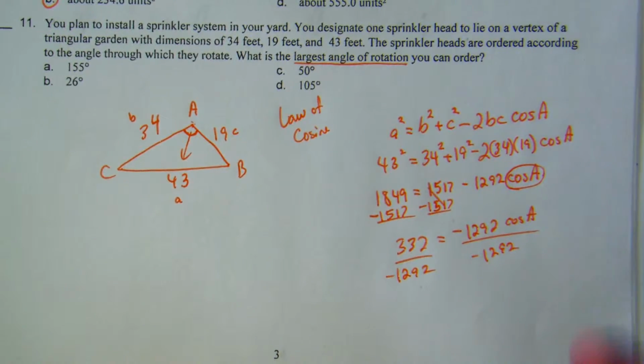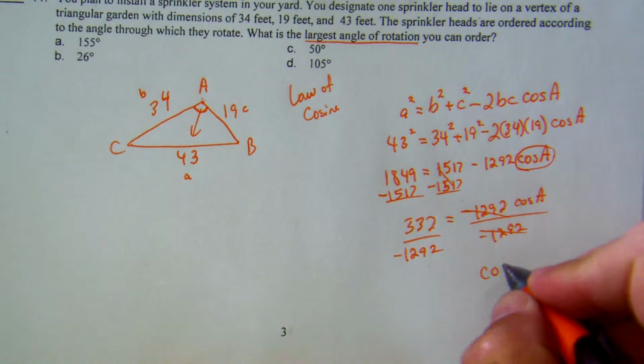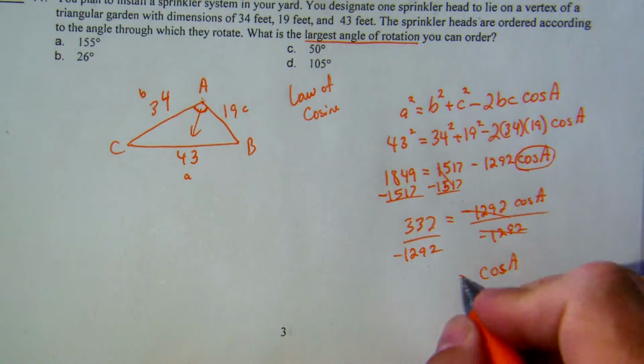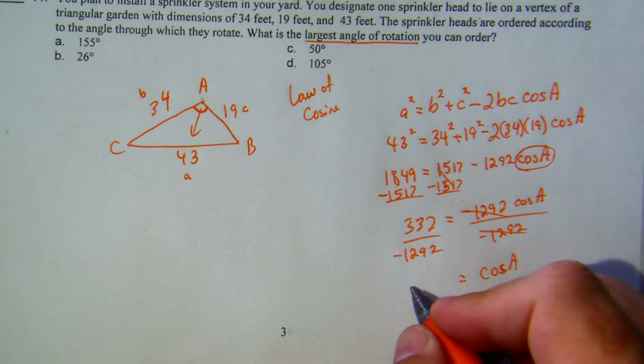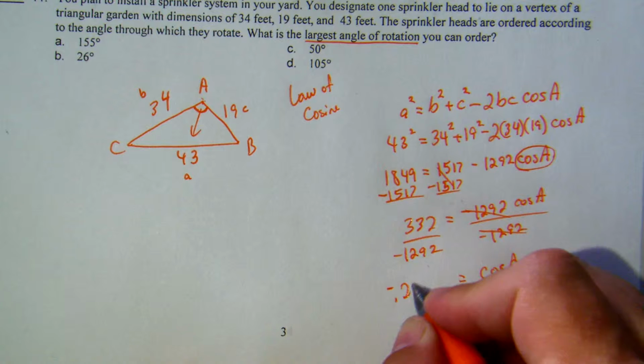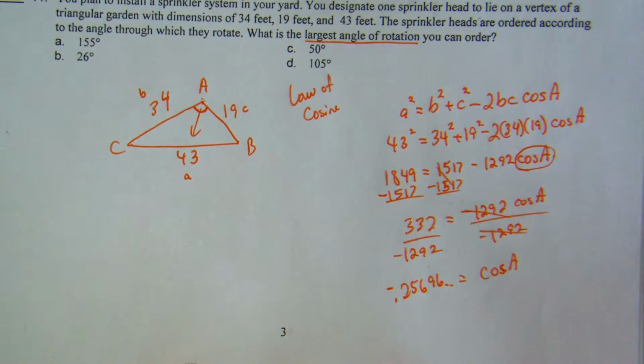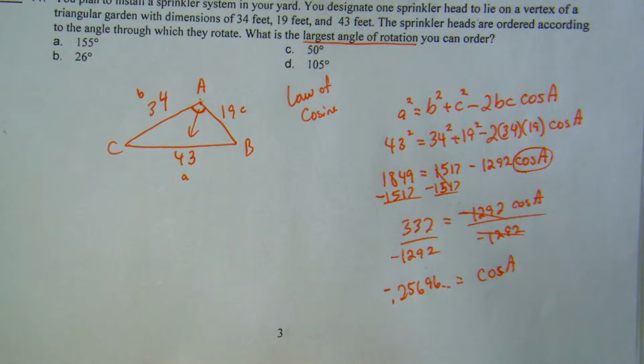Okay, move this up for more room here. When we do that, that becomes a 1, leaving us cosine A. And this will be equal to, actually it's going to be a negative 0.25696 and so on. It just keeps on going forever.